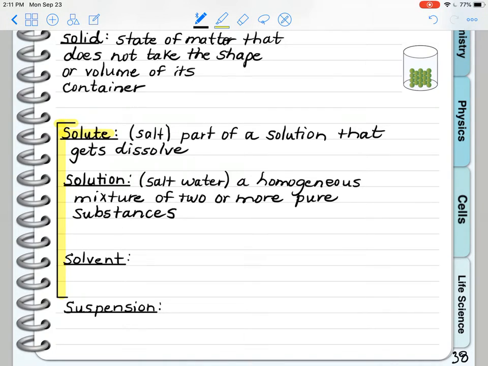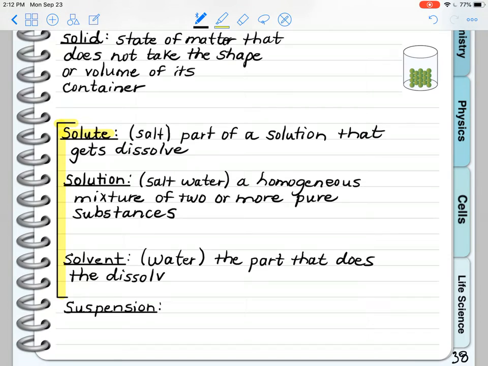A solvent, in our situation, would be the water. And a solvent is the part of the solution that does the dissolving. So until you add the water, the salt is just going to sit there. The solvent is the thing that actually causes the dissolving to occur.